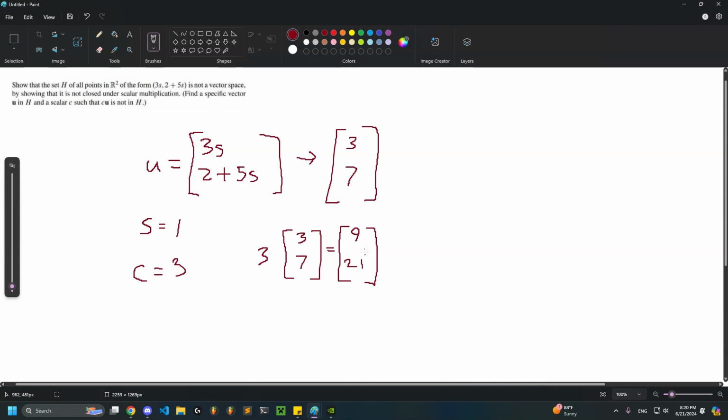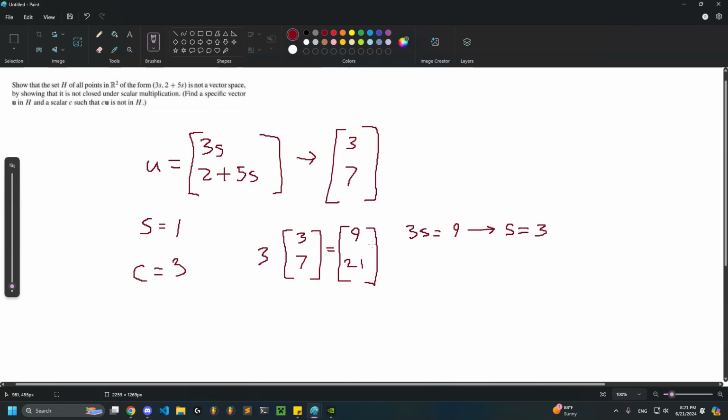So since we have this vector, 9, 21, resulting from S equaling 1 and C equaling 3, that must mean that 3S and 2 plus 5S holds true for this same vector. So let's try to verify that. On the first row, we have 3S equals 9. Some simple division will show us that S will equal 3. So we're going to have S equals 3.